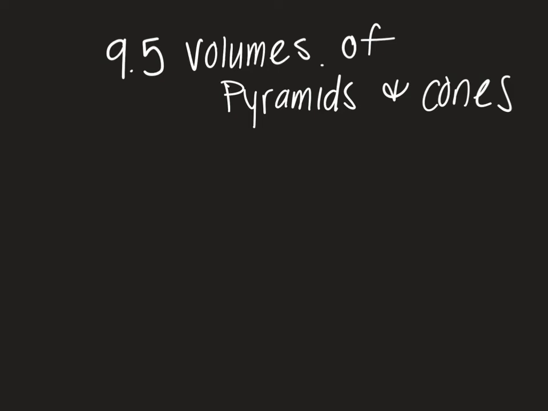All right. So today we're talking about volumes of pyramids and cones. It's basically the same process as finding the volume of prisms and cylinders, but with one extra little step. To find the volume of a pyramid, you're going to do the area of the base times the height of the pyramid divided by 3.